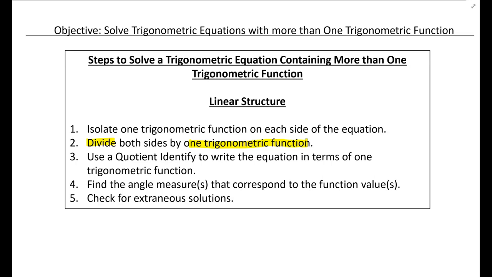Number 3, we're going to use a quotient identity. So typically we'll get sine over cosine, cosine over sine, and maybe even sometimes 1 over sine, 1 over cosine, which will give us a secant or a cosecant. Okay. Then we'll find the angle measures that correspond to the function values, and then check for extraneous solutions. So we'll want to plug them in and check.